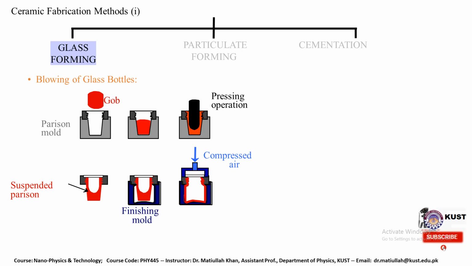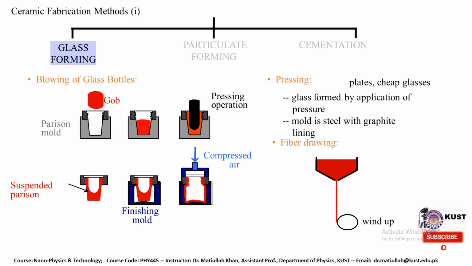Here some mold is prepared, the sample is placed in it, and then it is pressed with some other material, that is the pressing operation. Finally it is suspended under pressure, and at the finishing stage it is molded again, and compressed air is applied to get a thin layer of ceramic to finish it, which is used further for applications.